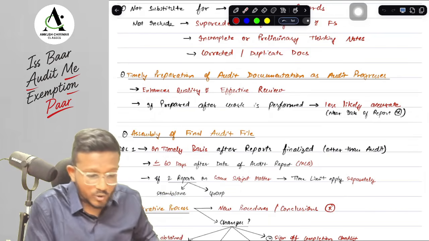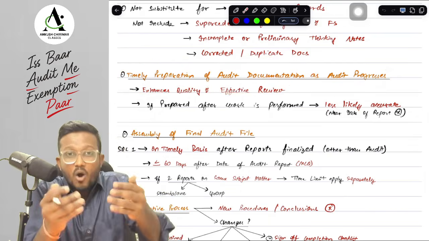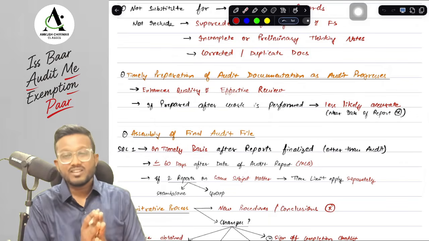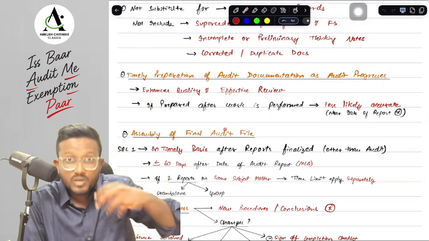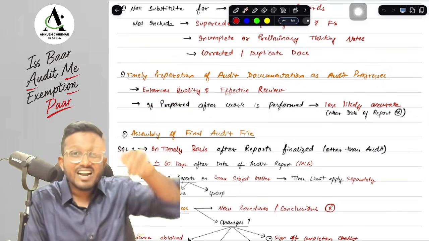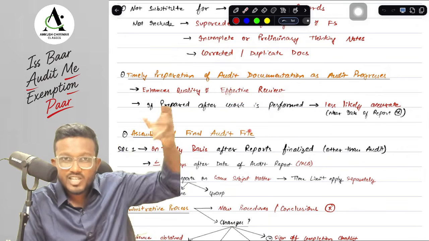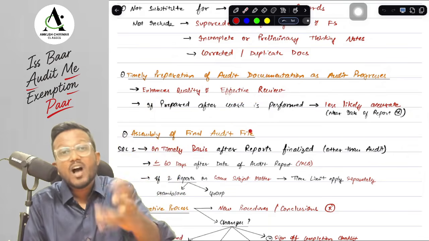It is said that you should do timely preparation of audit documentation as the audit progresses. As and while you are auditing, you need to prepare the audit documentation with that itself. Why, sir? So that you can enhance the quality of the documentation. You can mention more things which are at the top of your mind. And secondly, it is for effective review as well. As soon as you have documented, you can go to your senior to check the work, and they can directly check. Otherwise, if you're not documenting, who will check your work and how will they check it?